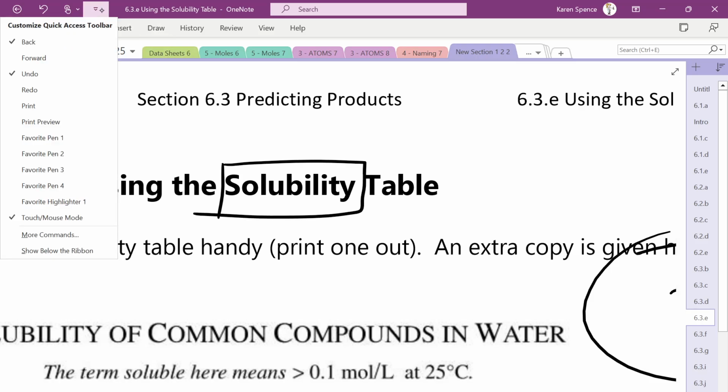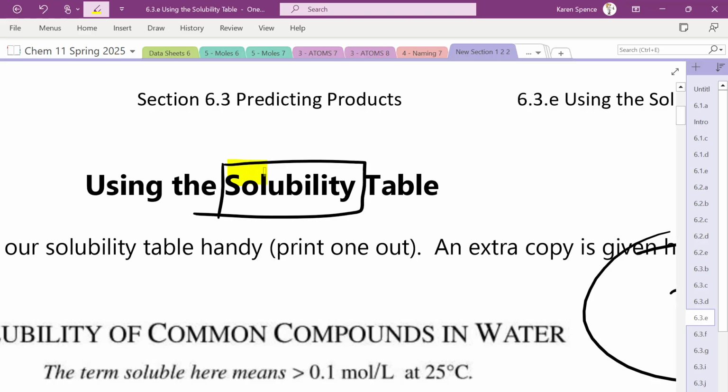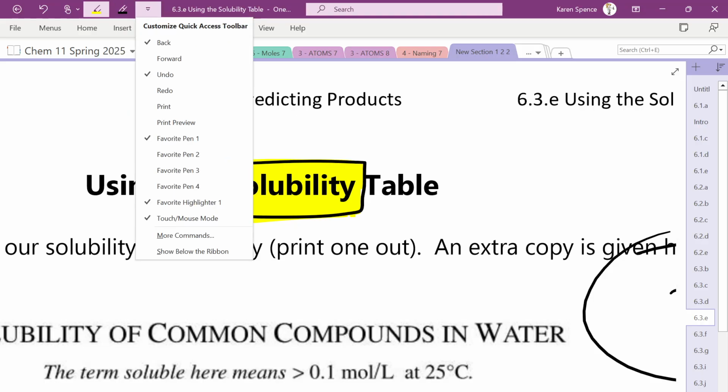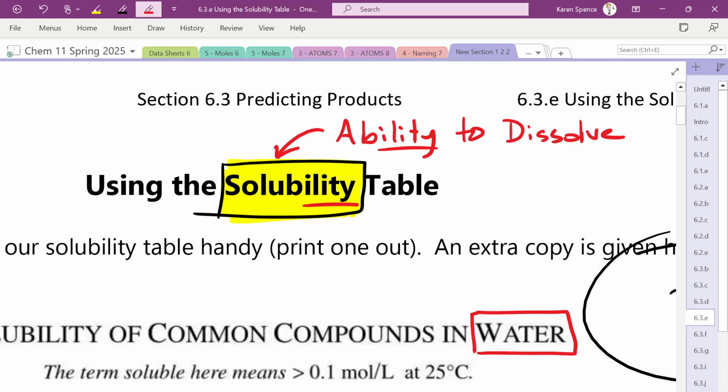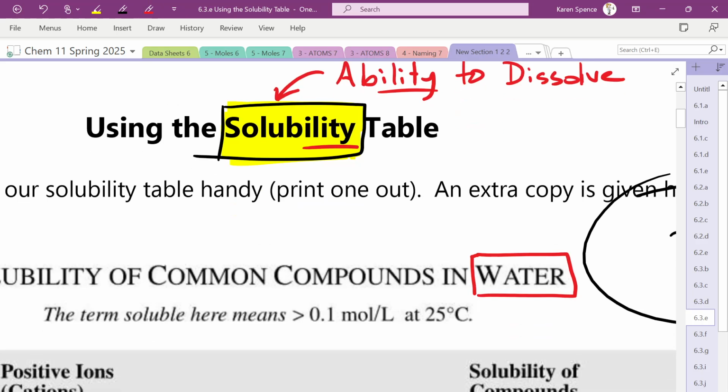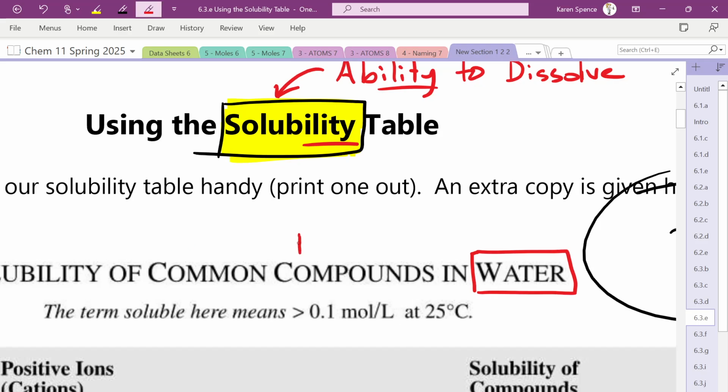So what we have here is a table telling us about the solubility of certain compounds. And what is solubility? Anyone know? Solubility is the ability to dissolve. And we are talking here about compounds in water, so our solvent is going to be water. And we are talking about common ionic compounds for the most part. Almost all ionic.